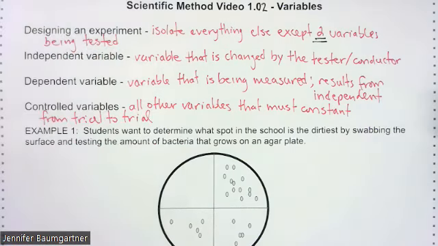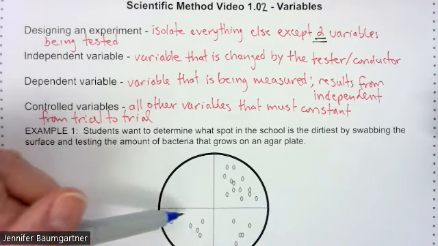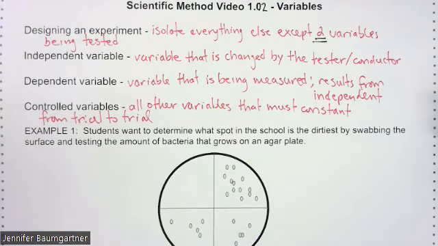Now we're going to look at 2 examples here and analyze what are our independent, dependent, and controlled. So our first example is a kind of a common high school lab. Students want to determine what spot in the school is the dirtiest by swabbing the surface and testing the amount of bacteria that grows on an agar plate. So the dirtier the surface, the more bacteria grow. And what students will commonly do is they will take this agar plate and they will divide it into 4 sections.